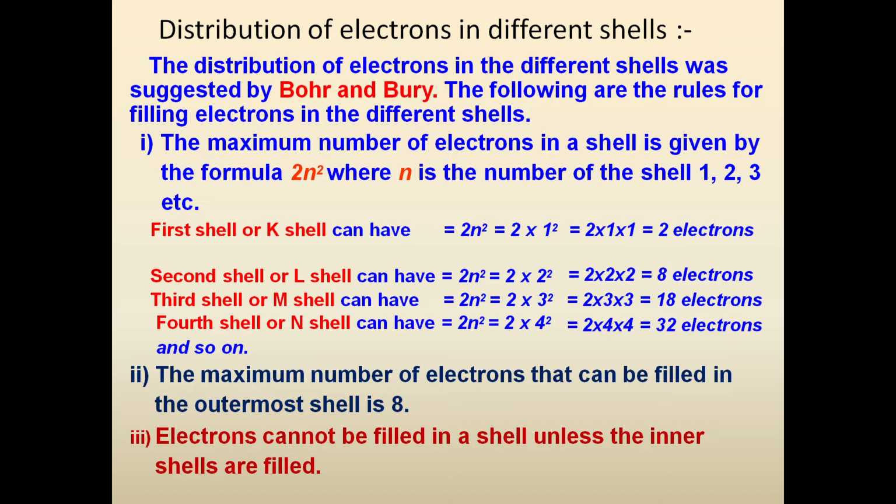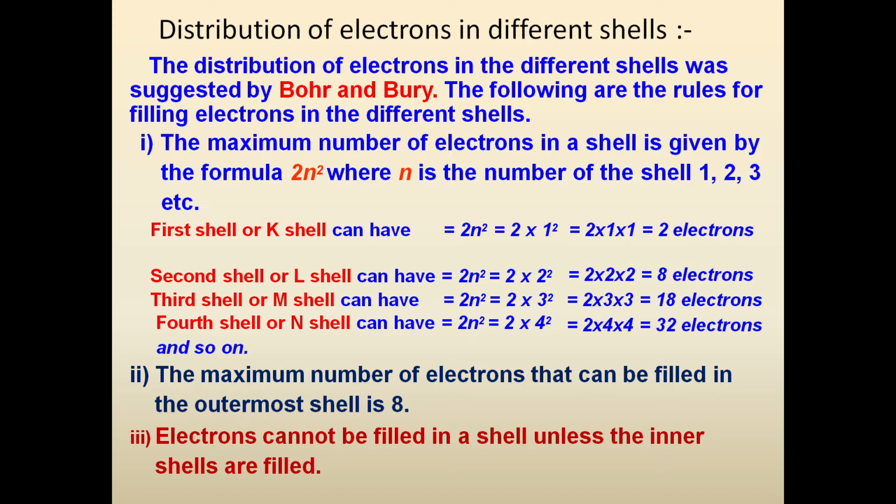You know that an atom has a nucleus in the center, and around the nucleus, electrons revolve in fixed orbits. Now let us understand how these electrons are distributed in these shells. We have K shell, L shell, M, N, and so on. Let us learn how many electrons will be there in all these shells.